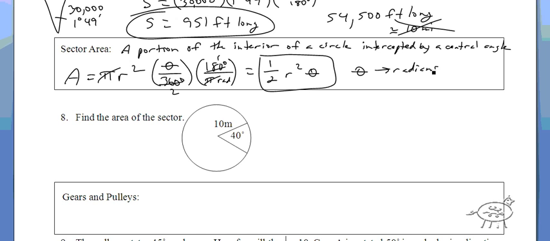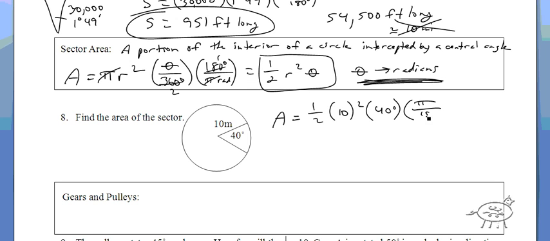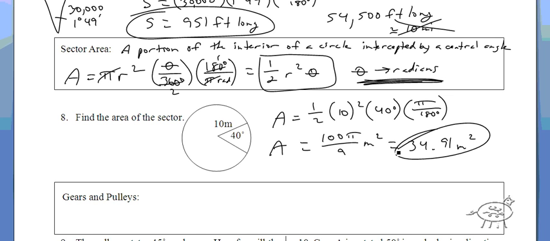Okay, find the area of the sector. Area equals 1/2 times R, which is 10, squared, times 40 degrees. But of course, remember, it's got to be in radians, so it's pi over 180 degrees. If I multiply all that out, the exact answer is 100 pi over 9 meters squared. And if I calculate that, I get 34.91 meters squared. That's the area of that sector.